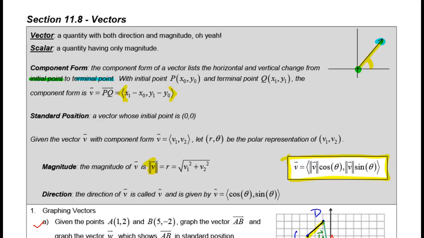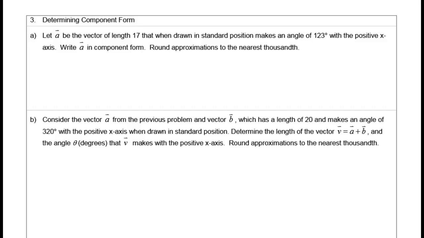All right, section 11 point vectors, page 2. In this example problem 3, we're asked to determine the component form of a vector. So we're going to let vector A be the vector of length 17 that when drawn in standard position makes an angle of 123 degrees with the positive x-axis. Write A in component form, round approximations to the nearest thousandth.